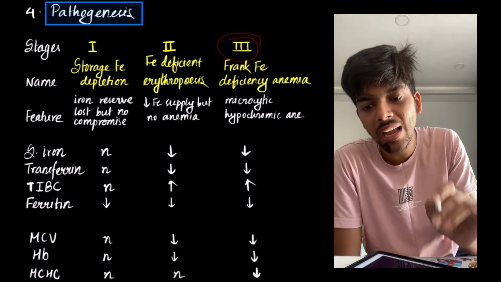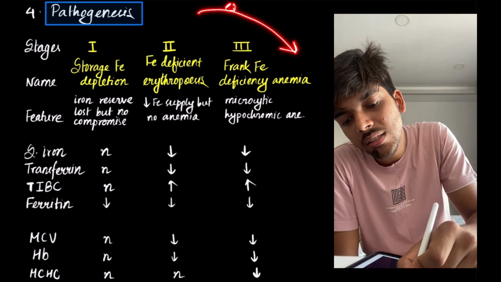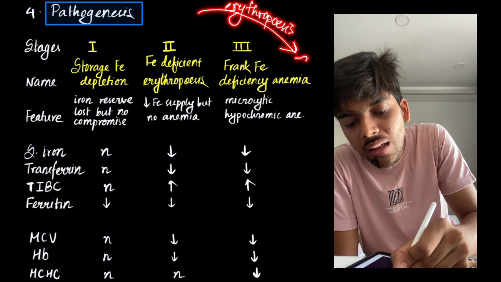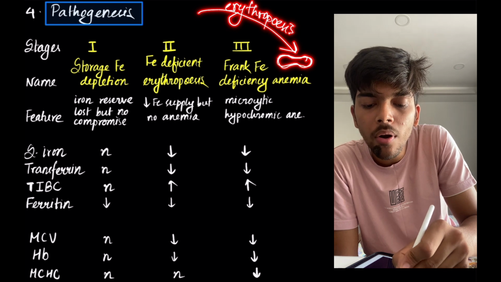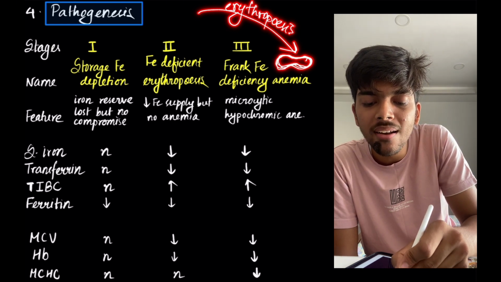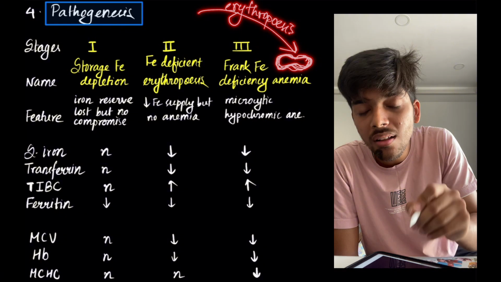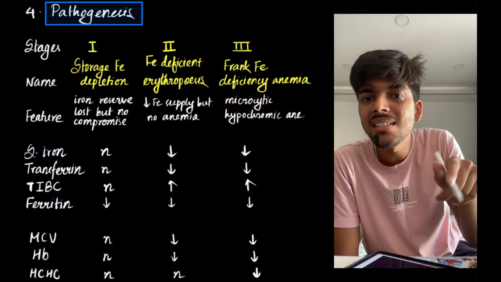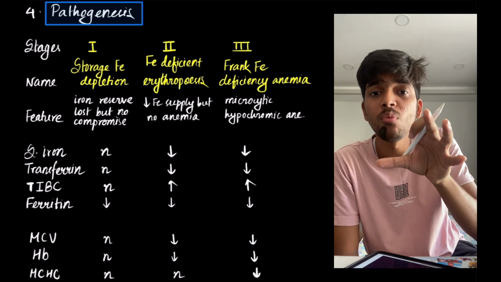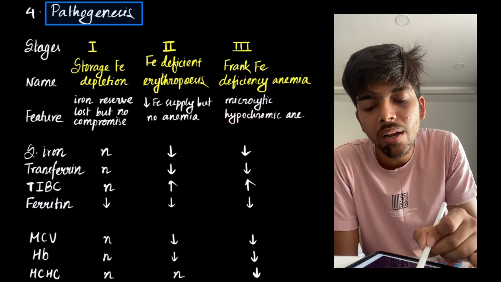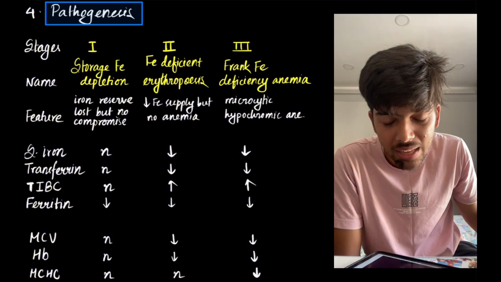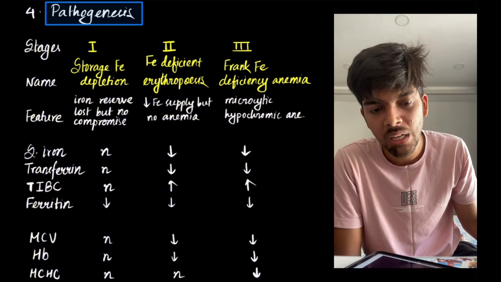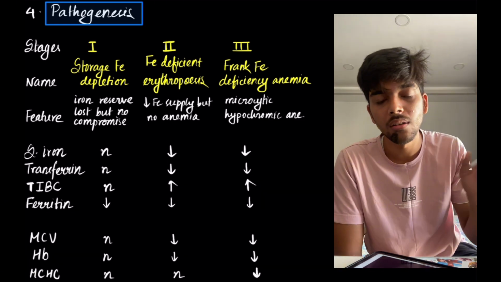In the third stage, finally, the effect of deficiency of iron, which was seen in erythropoiesis, is seen in the red blood cell. That is, a red blood cell with less hemoglobin concentration is formed. These red blood cells are smaller in size, microcytic, and the peripheral red is less than 2/3. The central pallor is more than 1/3. So hypochromic. You get microcytic hypochromic anemia. This is stage 3 or frank iron deficiency anemia. So that's the pathogenesis of anemia.